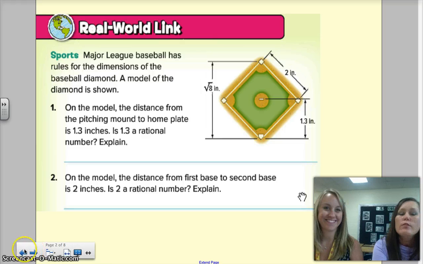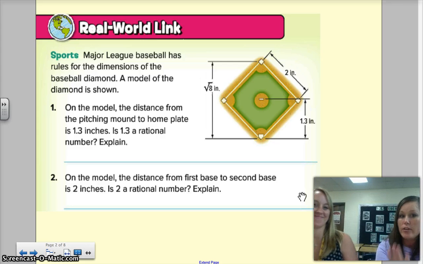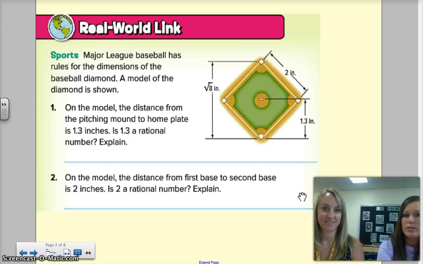All right, so first example, real world link. Major League Baseball has rules for the dimensions of the baseball diamond, and you can see a model of the baseball diamond at the right. On the model, the distance from the pitching mound to home plate is 1.3 inches. Is 1.3 a rational number?